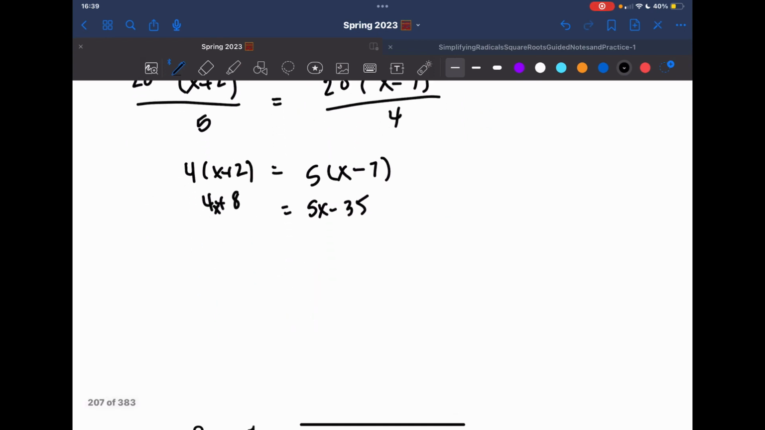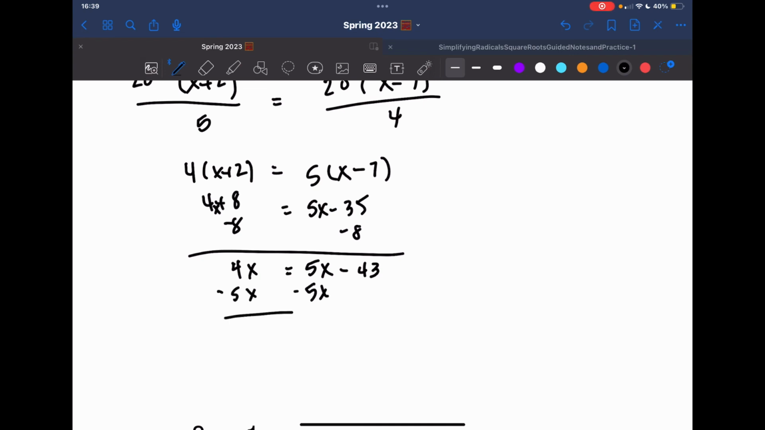Solve for x. We're going to subtract 8 from both sides. So you have 4x equals 5x minus 43. Subtract 5x from both sides. So then it's going to be negative 1x equals negative 43. Divide by negative 1. X equals 43.